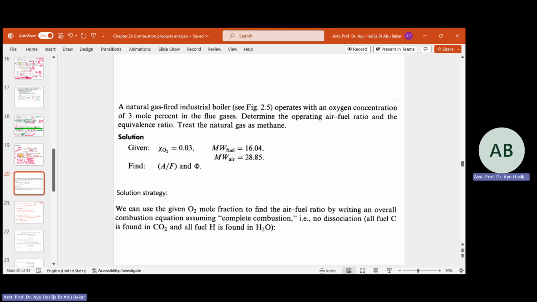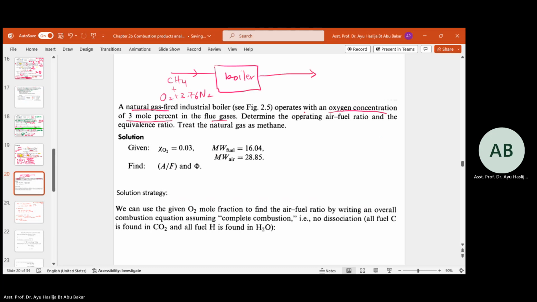Okay, we do one more exercise. A natural gas fired industrial boiler operates with an oxygen concentration of 3 mole percent in the flue gas. So basically it looks like this: natural gas CH4 plus O2 and N2. Oxygen concentration is 3 mole percent in the flue gas.